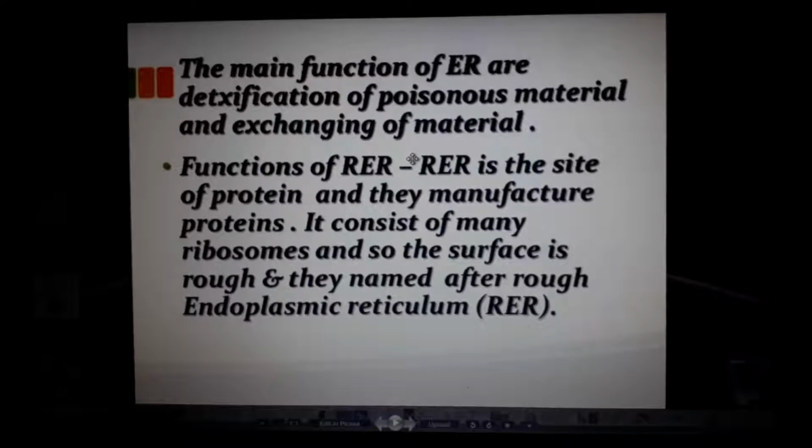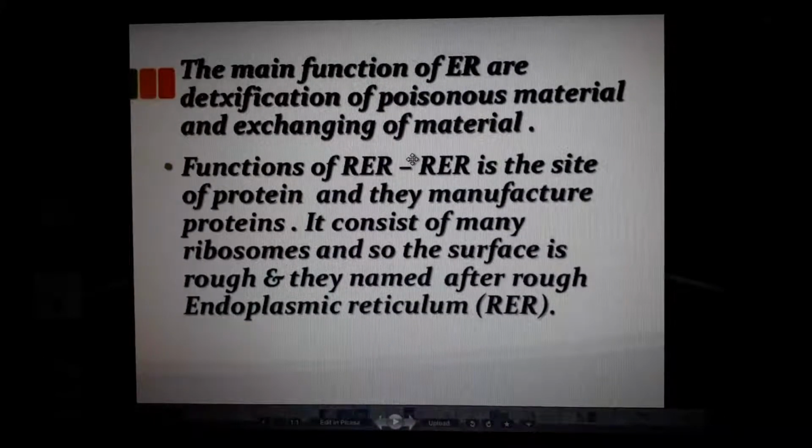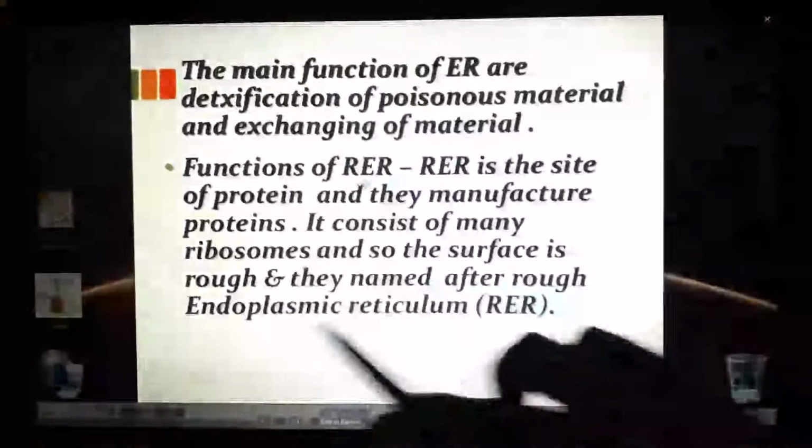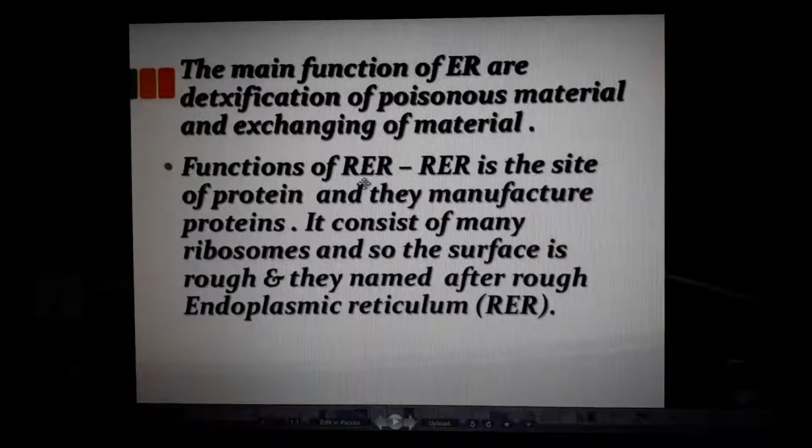Let's see the functions of RER. RER is the site where proteins are manufactured. It consists of many ribosomes, so the surface is rough, and it is named rough endoplasmic reticulum, RER. So in this RER, what is inside? They contain lots of protein. And why is it called rough endoplasmic reticulum? Because the surface of that RER is very, very rough.